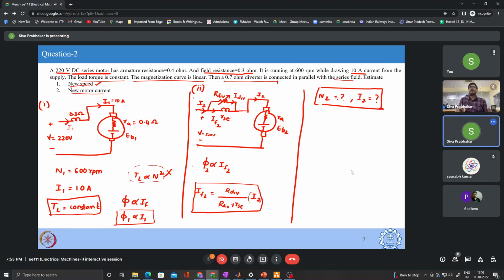Let us write the basic equations: EB equals K phi into N, and torque equals K phi into IA. These are the two basic equations. The entire problem now revolves around this particular condition, and let me start it.